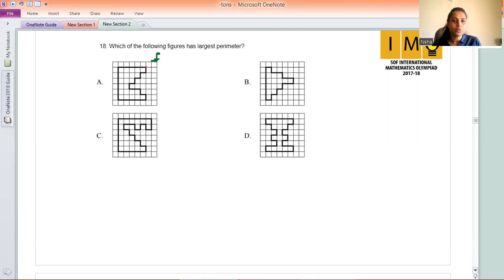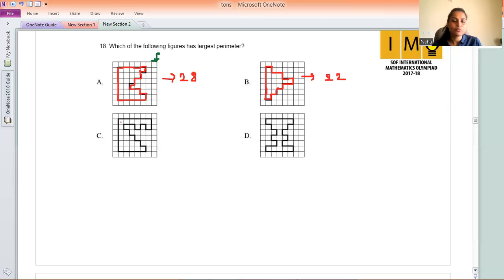So this is 1, 2, 3, 4, 5, up to 28. So the perimeter is 28. Now for option B, it is 1, 2, 3, up to 22. So the perimeter is 22.